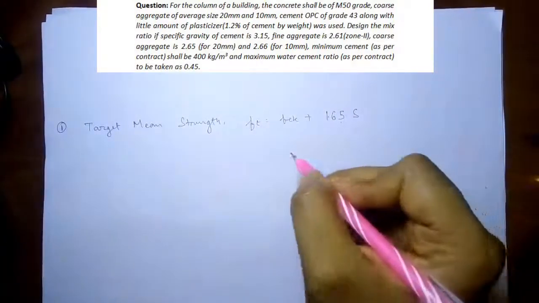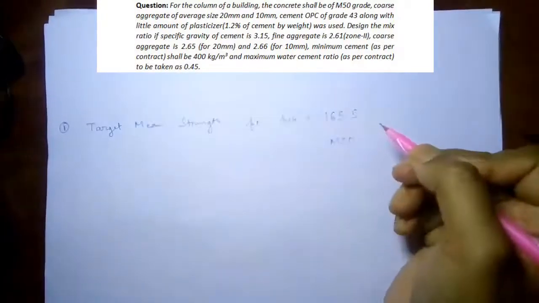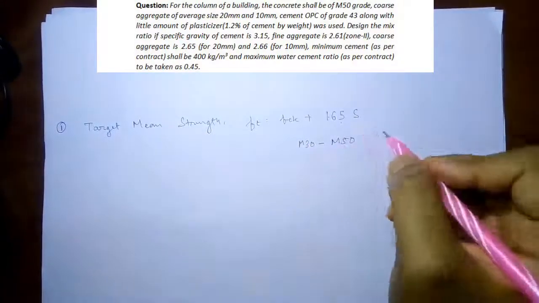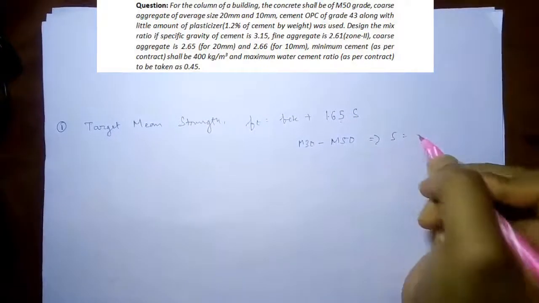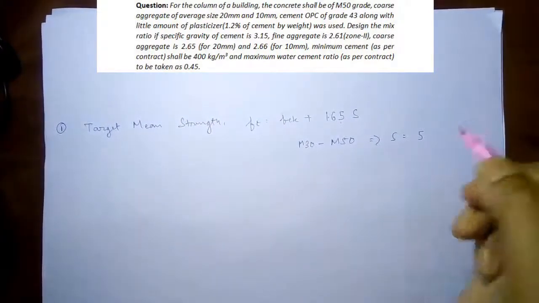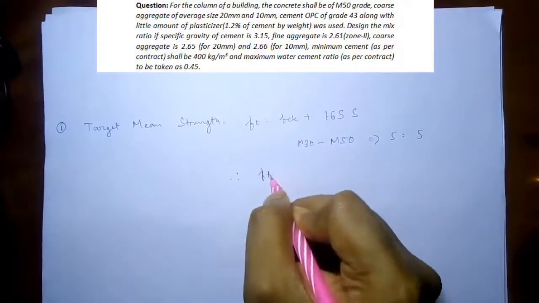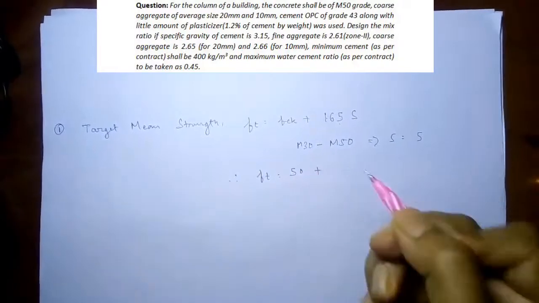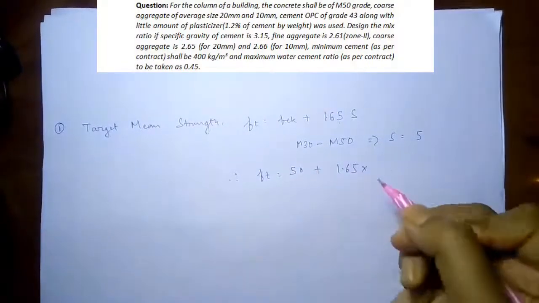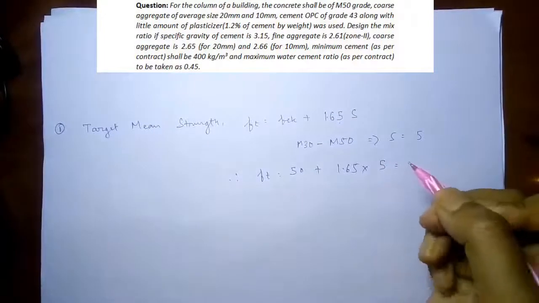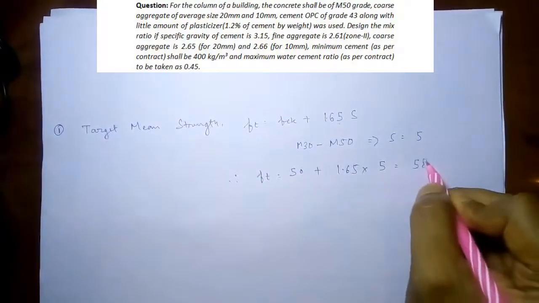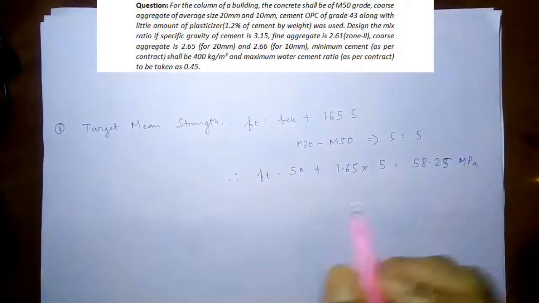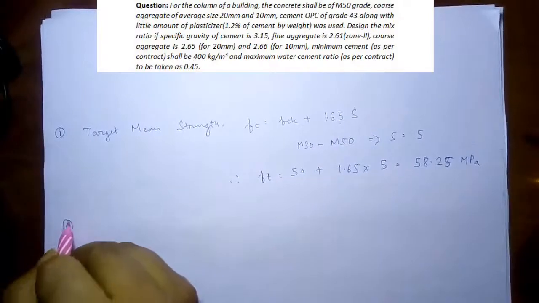Now, as the grade is M50, in the theory we discussed that for concrete of grade M30 to M50 we will use S equal to 5, and therefore our Ft is equal to FCK, which is 50, plus 1.65 times S, which is 5, and it is equal to 58.25 megapascals.